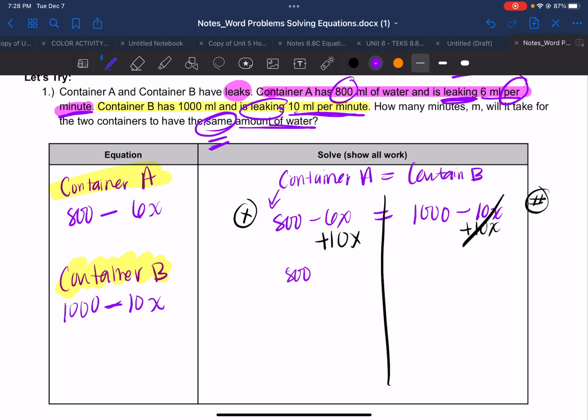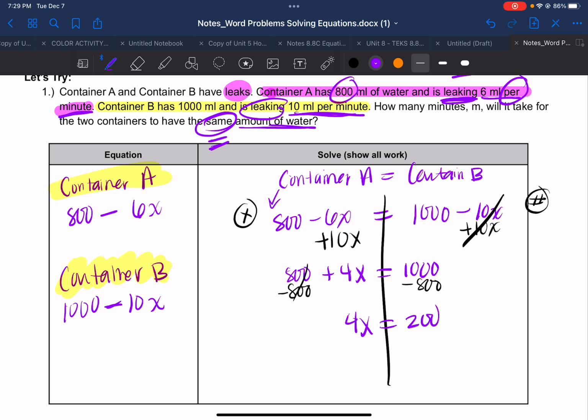So I still have 800, and then if I have negative 6x's and then I add 10x's, I have a positive 4x equal to 1,000, right? Okay, then we still want to get the x's by themselves, right? Here's my x's. We want to get rid of this 800. We don't want that. It doesn't have an x next to it, so it doesn't belong on that side. So let's go ahead and get rid of that. So minus 800, minus 800. All right, so that goes away. So what do I have left on this side? I have 4x left on the left side equals, 1,000 minus 800 is 200.